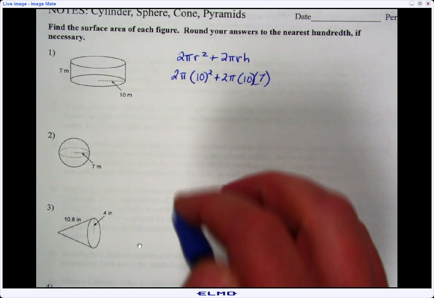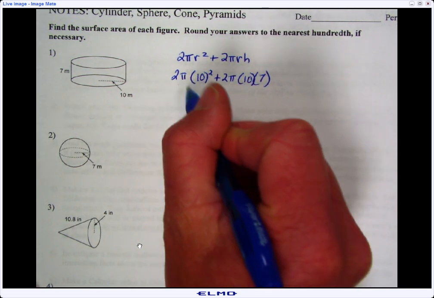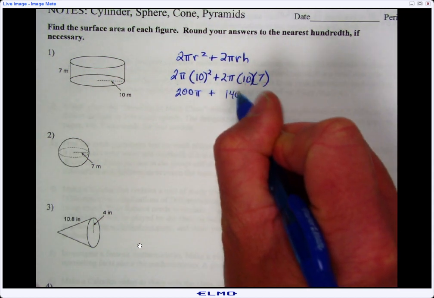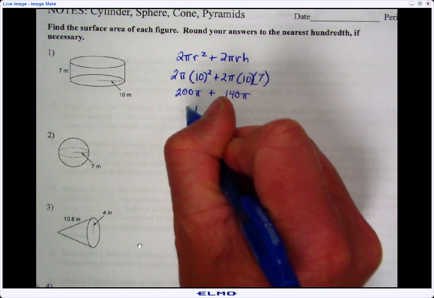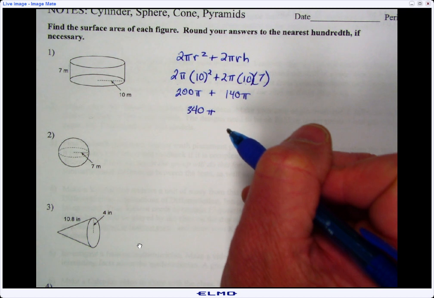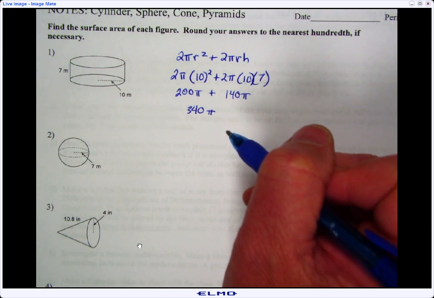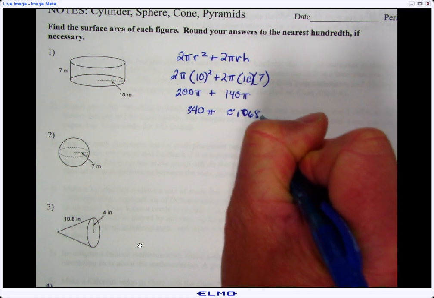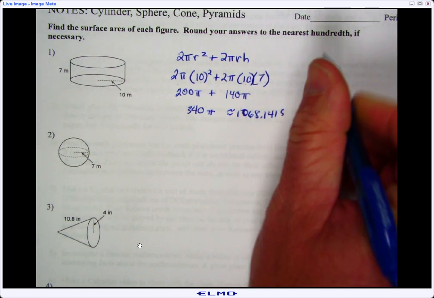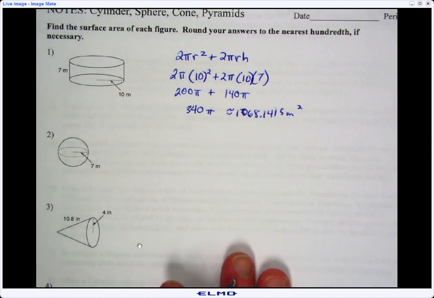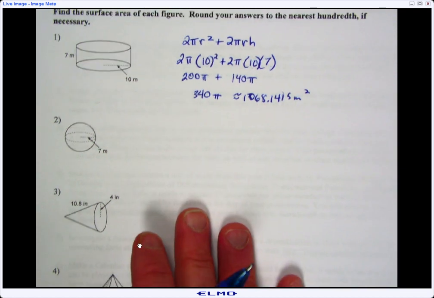So what we have here is, this is 100 times, that's 200 pi, and 70, 140 pi. So if you want the most accurate answer, 340 pi. And if you want to multiply by the pi button to get a decimal approximation, you can do that. 1068.1415. It says nearest hundredth, so 1068.14 meters squared. Straight identification, plug it in and go. Nothing to think about.